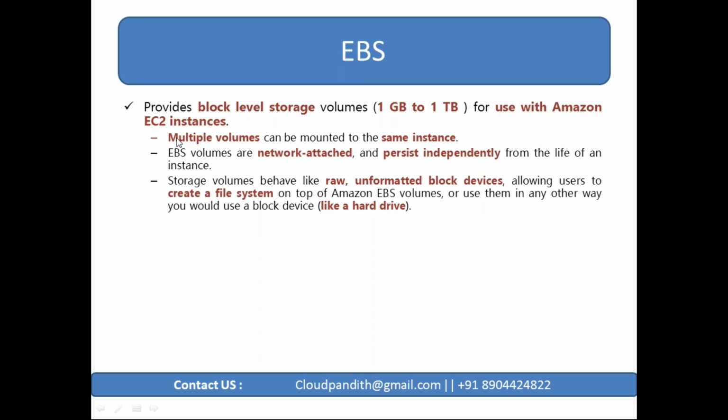In the same way, these kinds of EBS volumes, you can attach as many as you want to the EC2 instance. EC2 instance is nothing but your server. So these EBS volumes are network attached, persistent, and independent from the life of an instance. So these are persistent storage, friends. So even if your system is down or shut down, you are not going to lose your data.